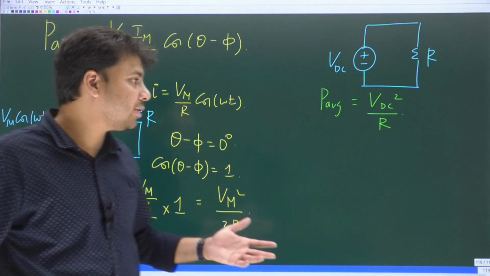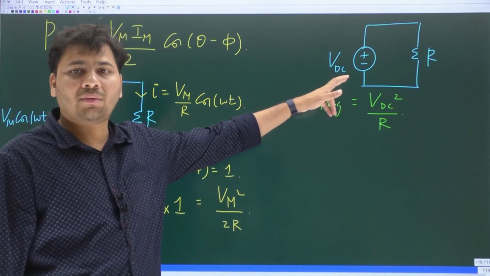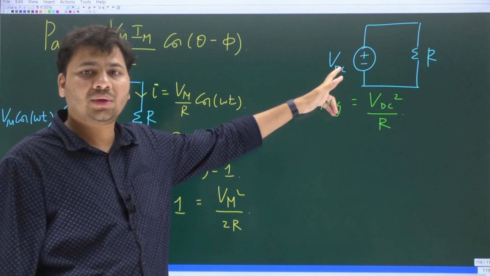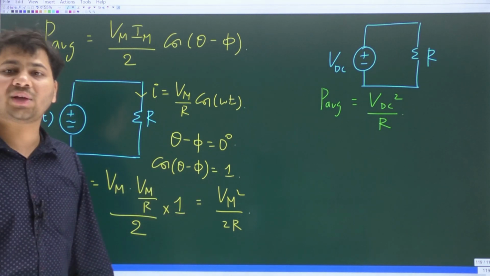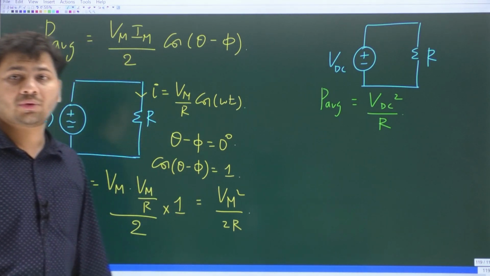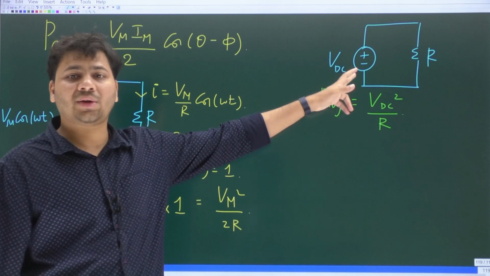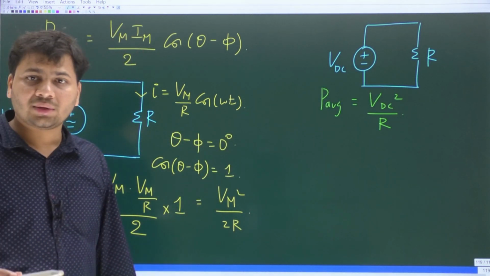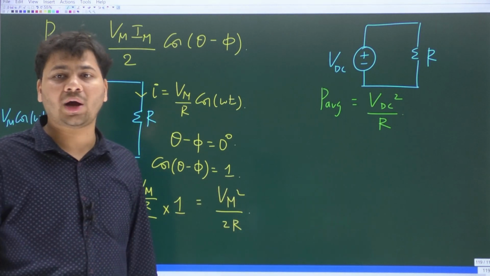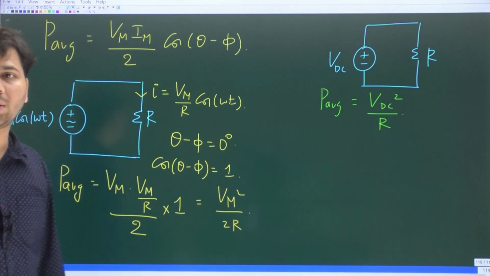Now the question is, what should the value of the DC voltage source be such that in both the cases the resistor will have the same heating effect? What is the value of the DC voltage that should be applied across the resistor such that it will have the same amount of heating effect in both the cases?